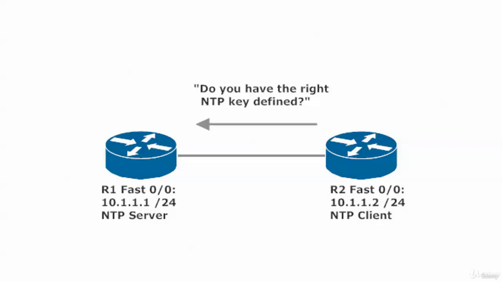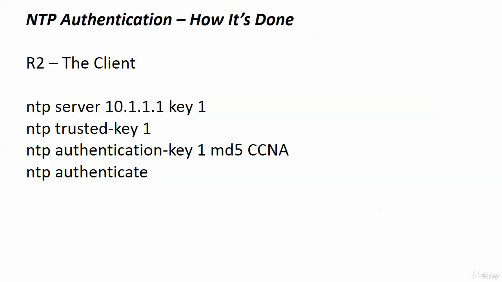So router 2 is really looking at router 1 and saying, okay, do you have this key number? Is it trusted? And is the key content, is the actual password, correct? If all those things are fine, then everything is beautiful. In our lab right now, though, I have a feeling that everything is not beautiful.